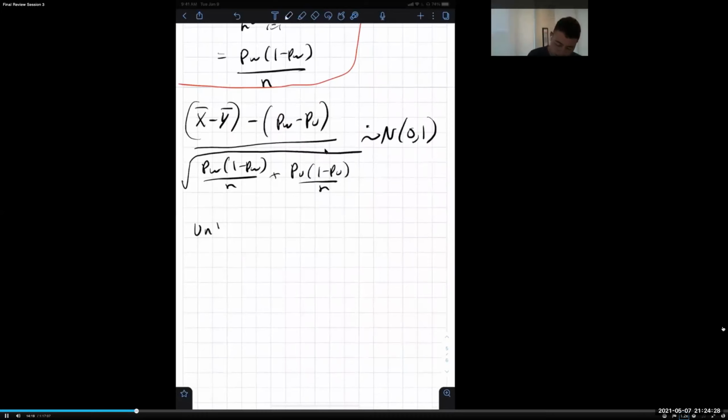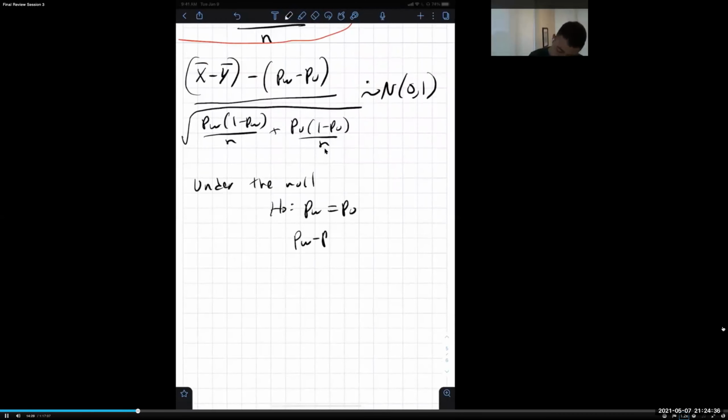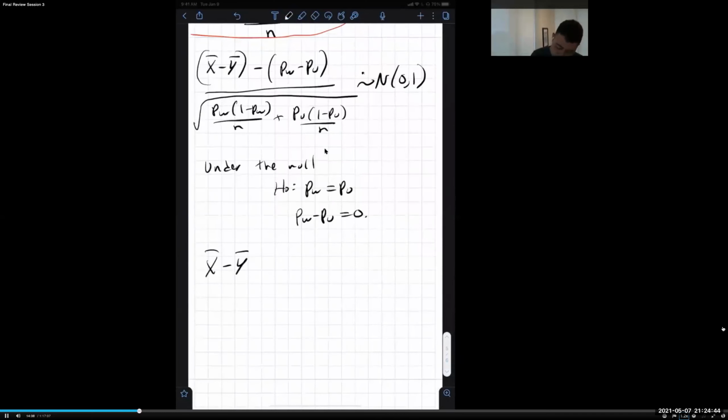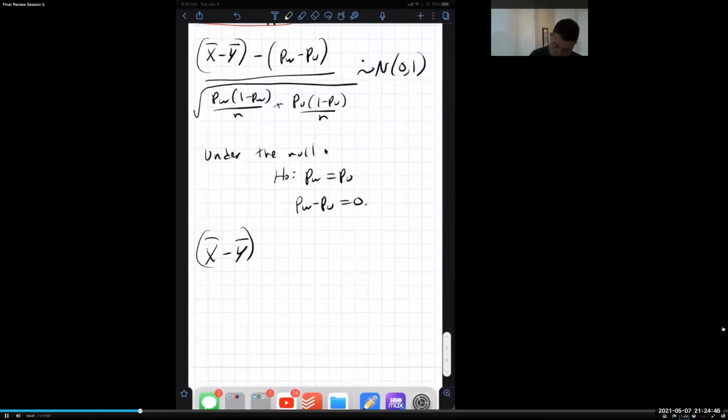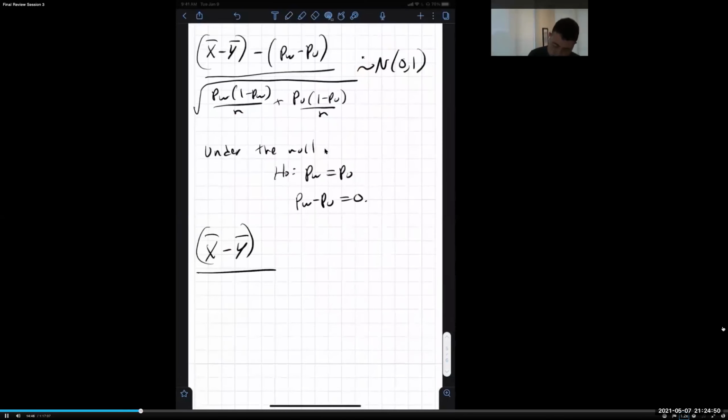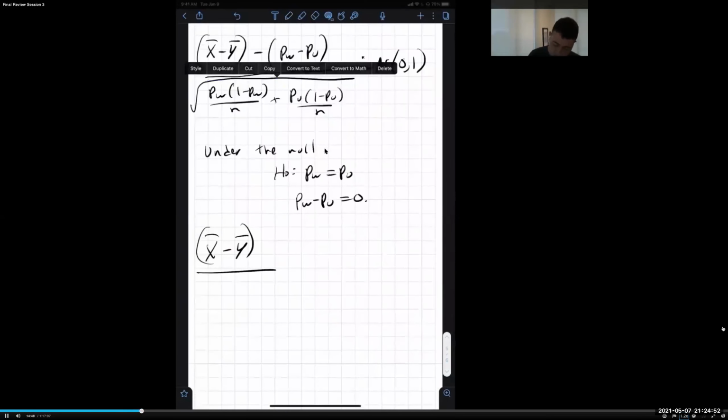So under the null, we have, of course, that pw equals pu, or pw minus pu is equal to 0. So under the null, I have that x bar minus y bar divided by this standard deviation is essentially what we're interested in.